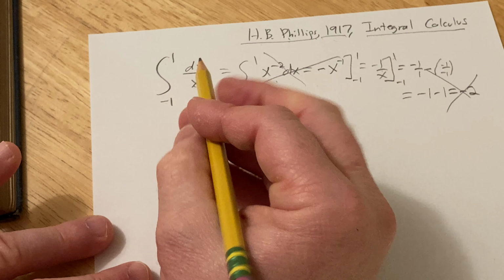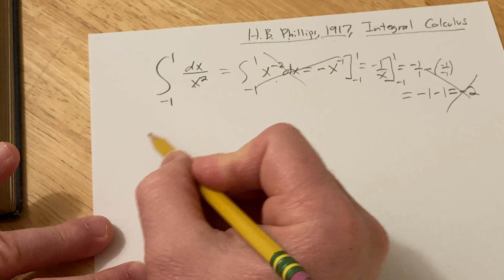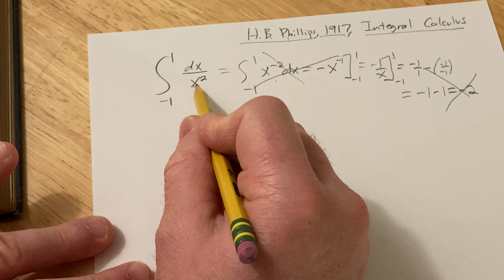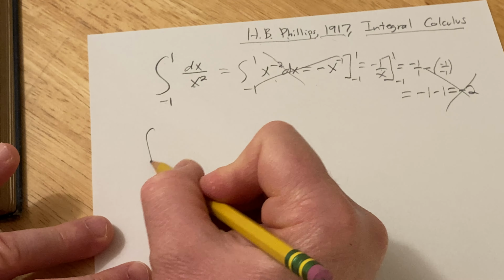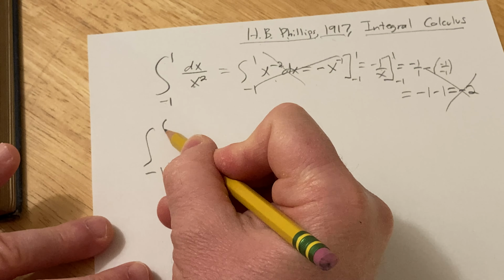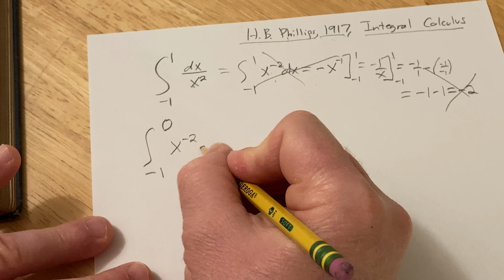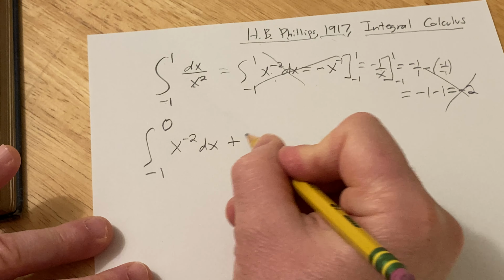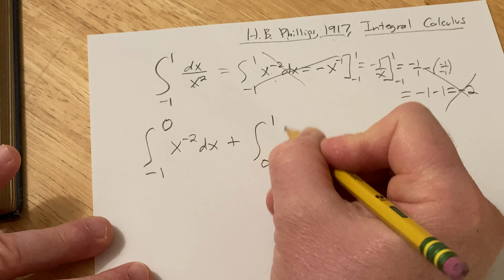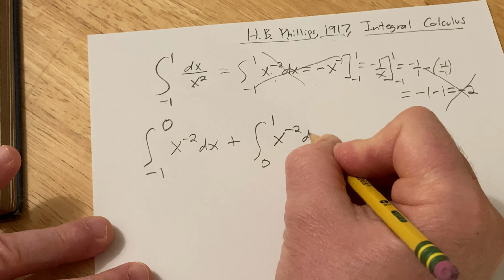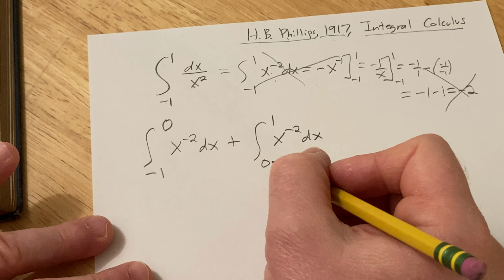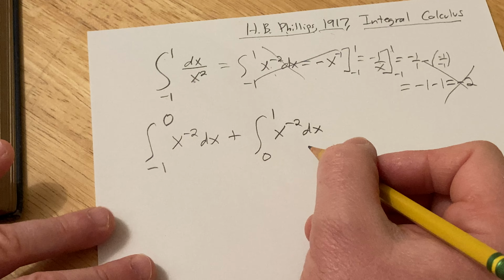The correct way to do it would be to break it up at the problem point. The problem point is 0, so this is really -1 to 0. And let's write it as x to the -2, since that's what we're going to need to do anyways to integrate. Plus, and then from 0 to 1. So that's typically what you do with problems like this. You want to break them up at the point of discontinuity.